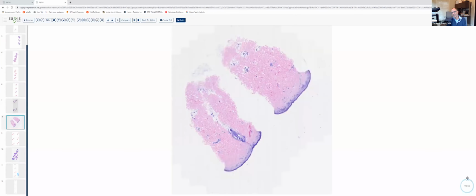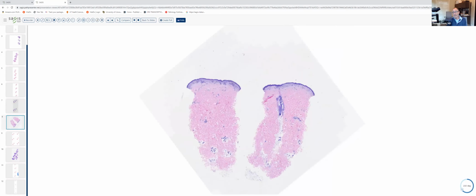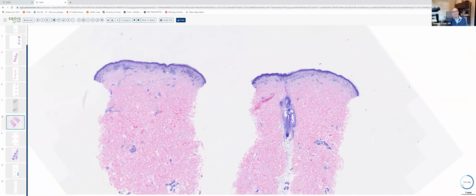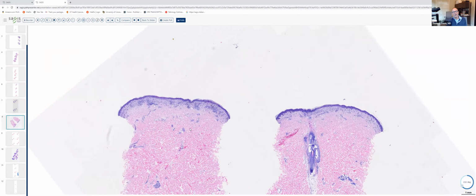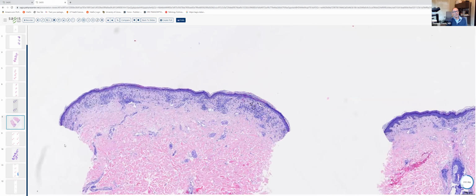Moving on to slide number 8. Slide number 8 is the first of 2 interface dermatitides that we're going to be looking at. This is a bisected punch biopsy from the trunk or proximal extremity. And in this specimen, we can see that we've got a superficial perivascular infiltrate present within the dermis. We've clearly got evidence of some epidermal change here.